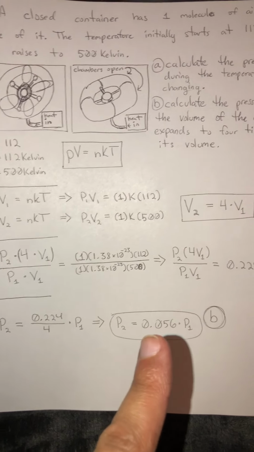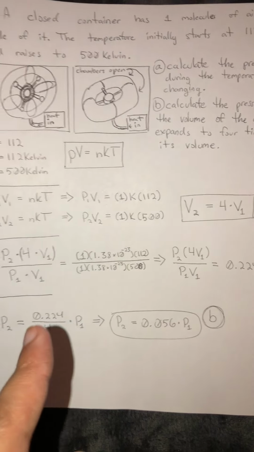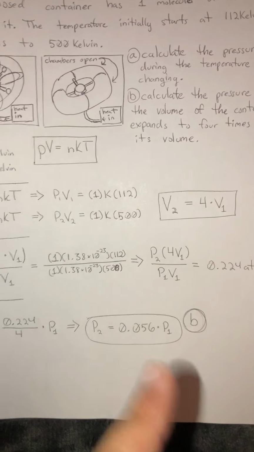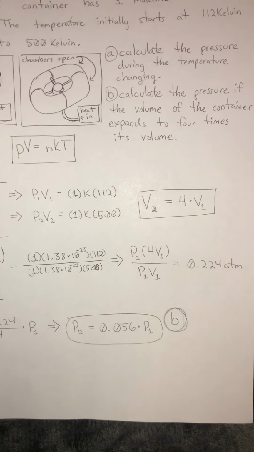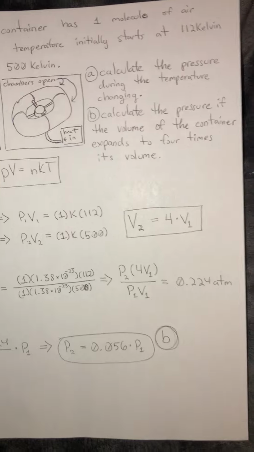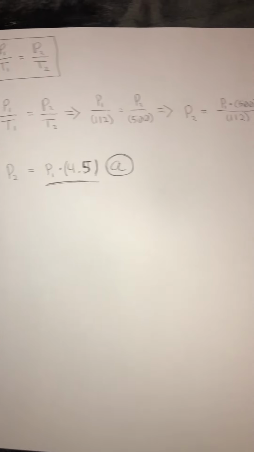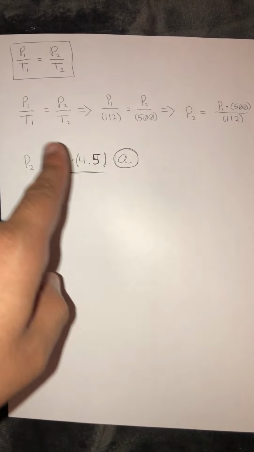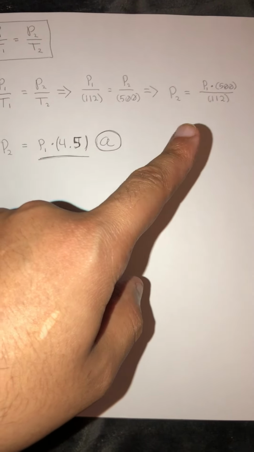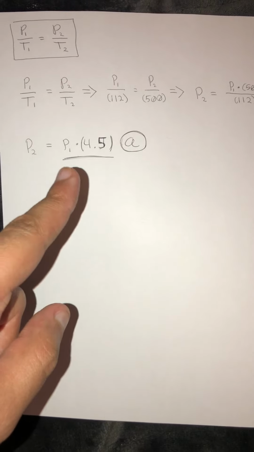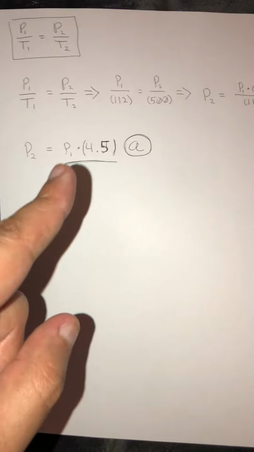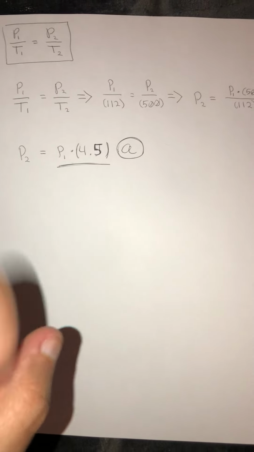P2 eventually boiled down to being, with 4 times the volume, 0.056 times pressure 1. Which makes sense because as you increase volume, pressure decreases. For the temperature, I did the pressure and temperature relationship, and I just plugged in numbers and then solved for P2, and it turns out that P2 is 4.5 times pressure 1 if you increase the temperature that much.